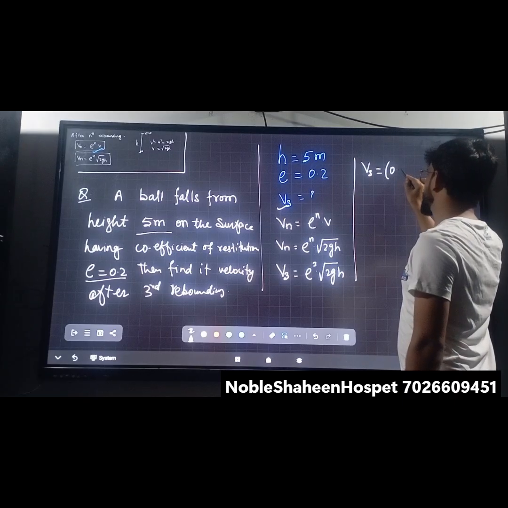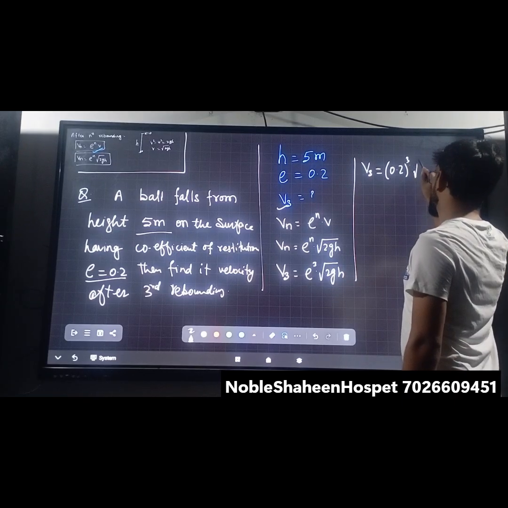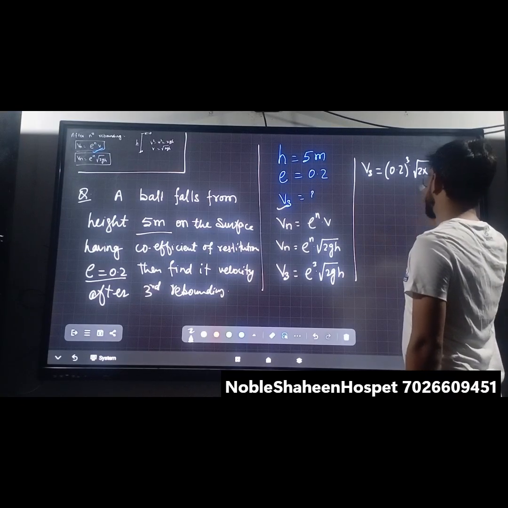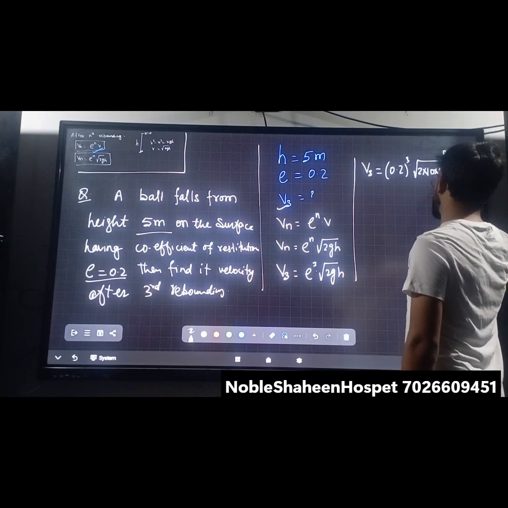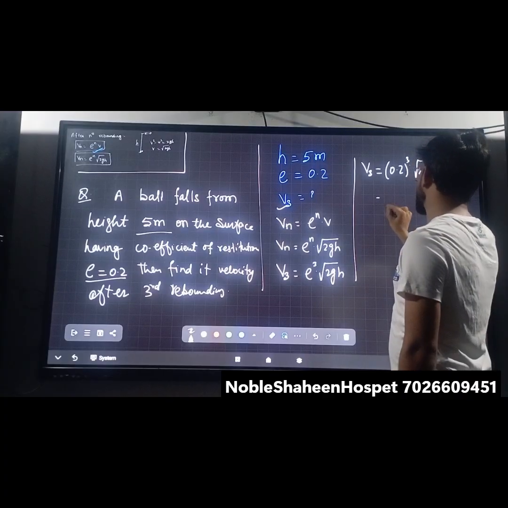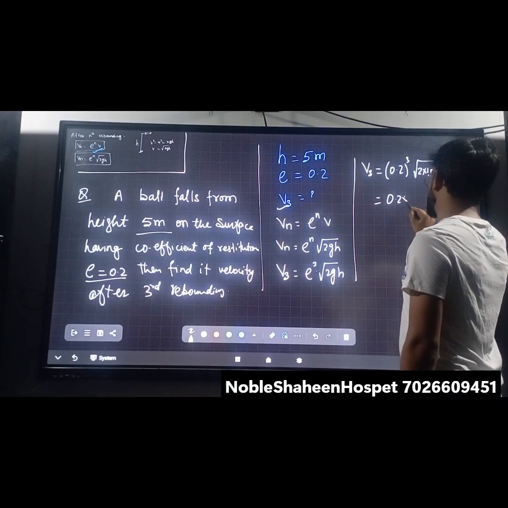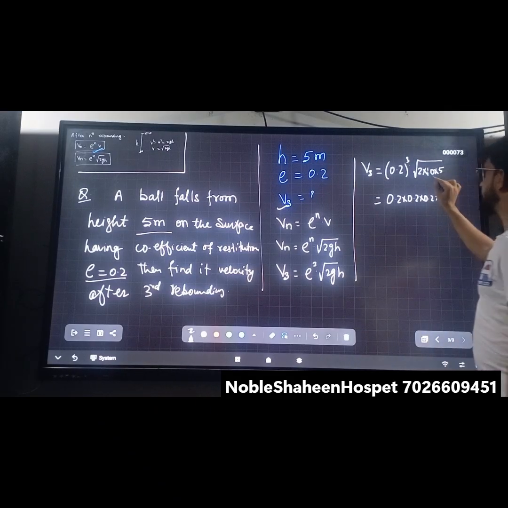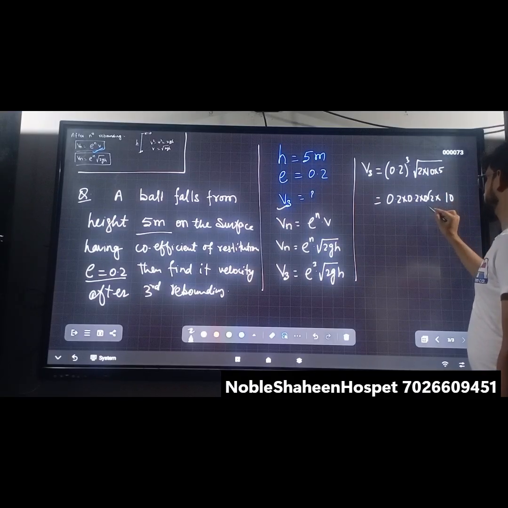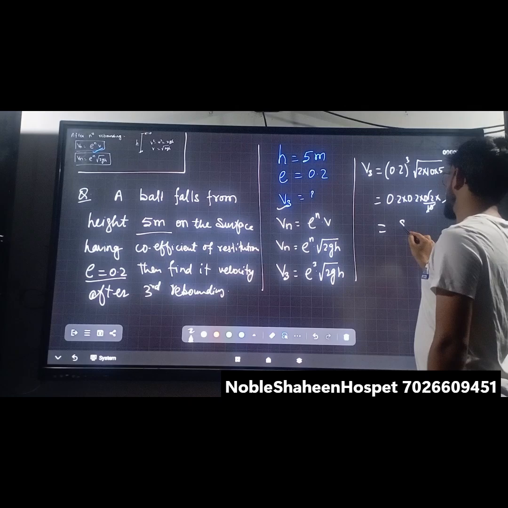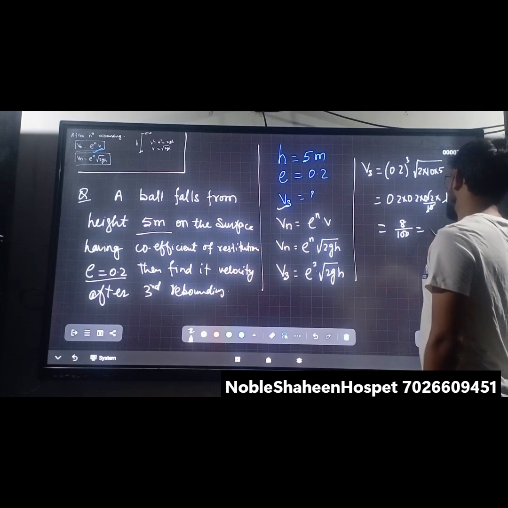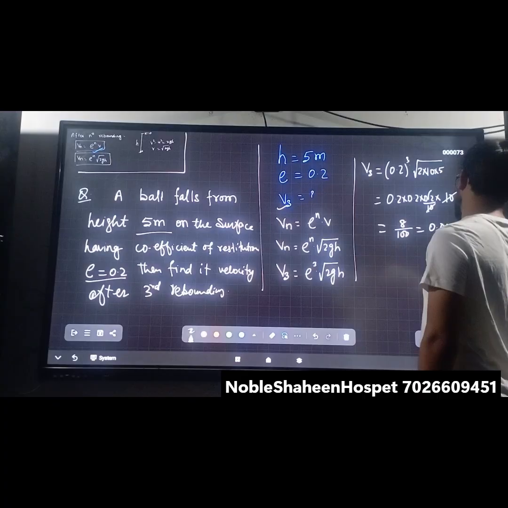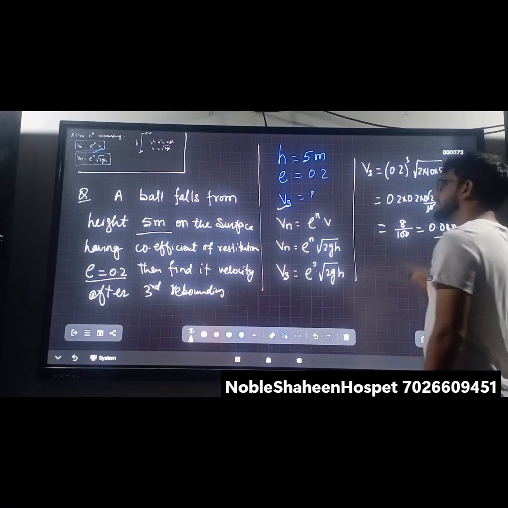E to the power 3 means 0.2 to the power 3 under root of 2 into g, which is 10, into height, which is 5. So this can be written as 0.2 into 0.2 into 0.2 multiplied by under root of 5 times 10, 10 times 10 is 100, and the square root of 100 is again 10. If we remove the decimal point, this will cancel out, or we can say this will be 2 times 4 is 8 divided by 100, or this can be written as 0.08 meter per second. This will be our velocity.